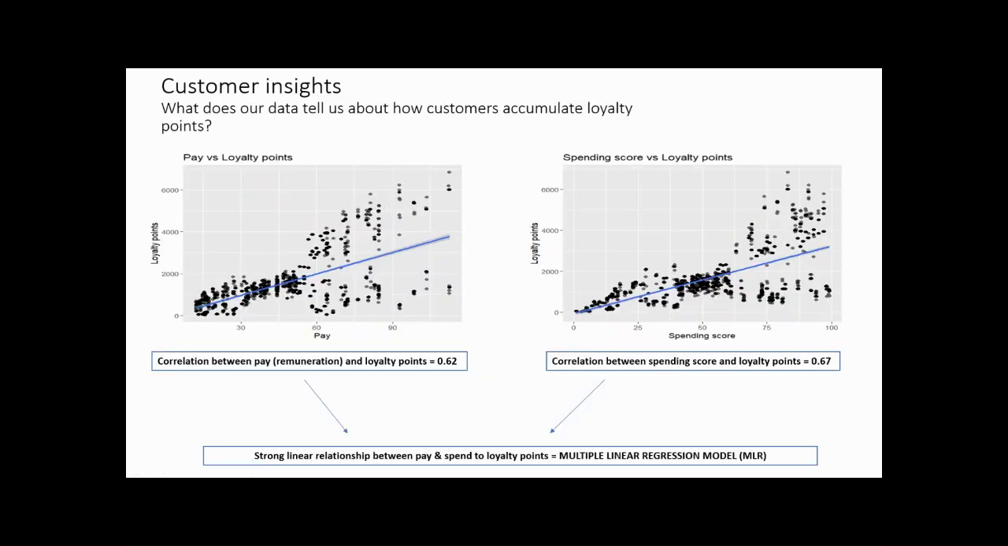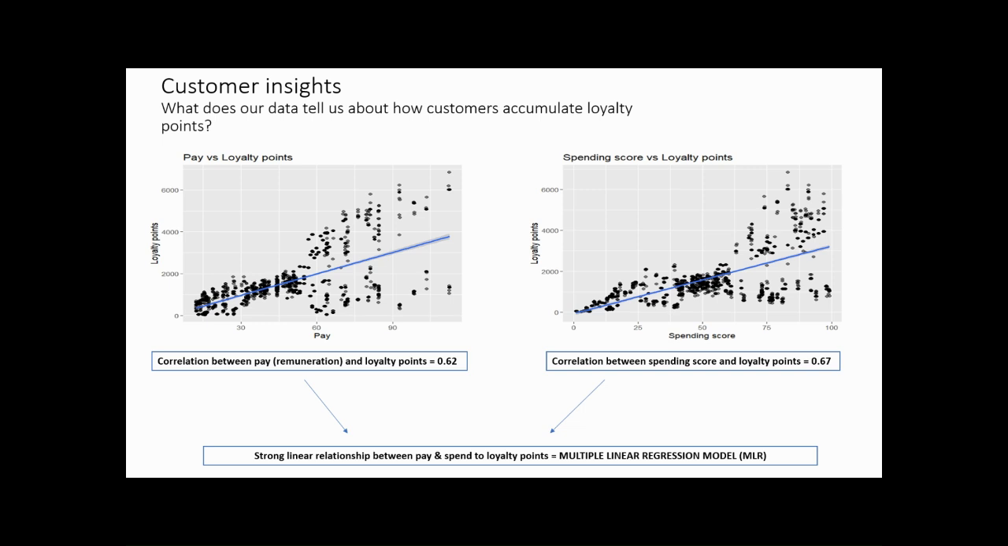In my customer insights analysis, I aimed to understand the drivers behind customer loyalty. My approach involved using a technique known as multiple linear regression, which allowed me to predict future loyalty points based on customer pay and spend scores. These variables show a positive correlation against loyalty points. Simply put, if you have higher pay or spend scores, you accumulate higher loyalty points.